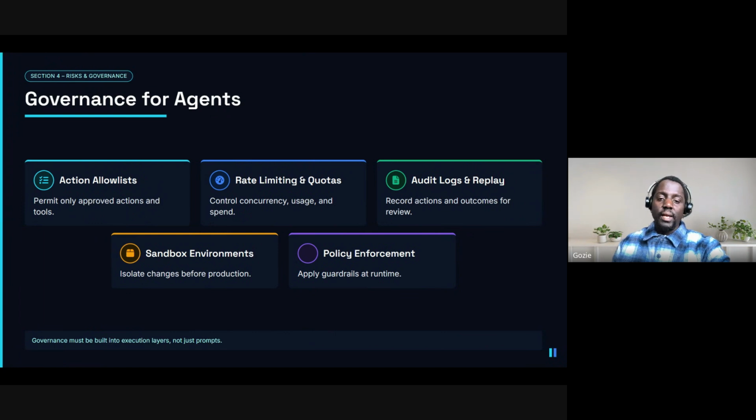And so how do we now govern agents? That's a key question I know most of us will be asking right now. How do we govern agents? To manage this, just like I mentioned earlier, we must define action allow lists, implement rate limits, and log everything as much as possible. And firstly, we must try to run this in sandbox environments, because governance must be embedded and not optional. It must be put in place and not optional.